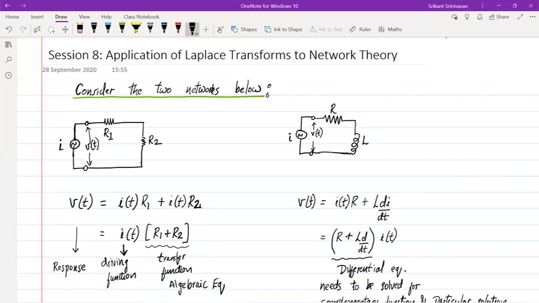Welcome to session 8 of network theory. We will discuss the application of Laplace transforms to network theory today.